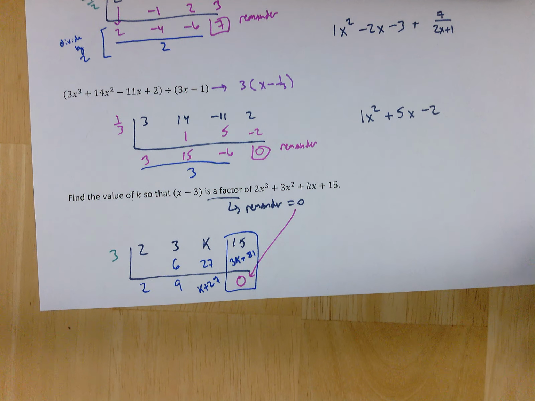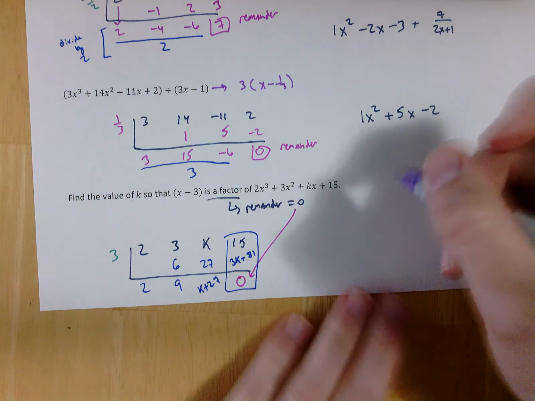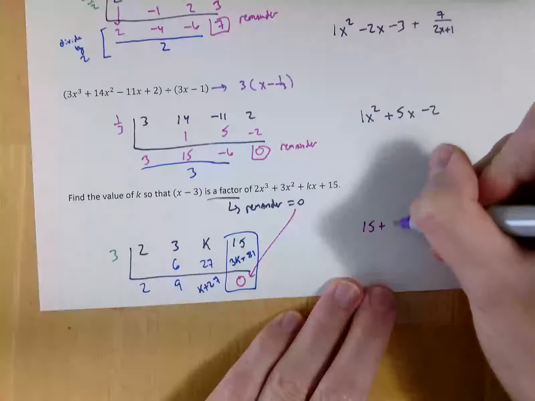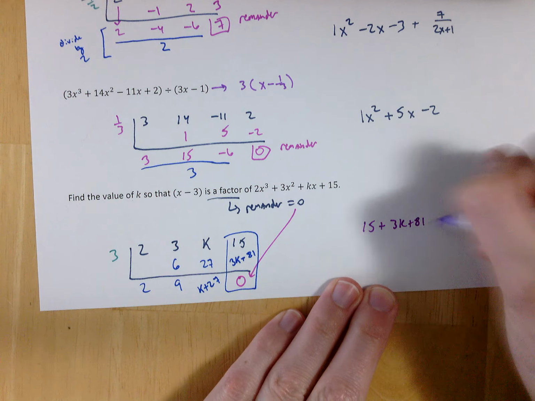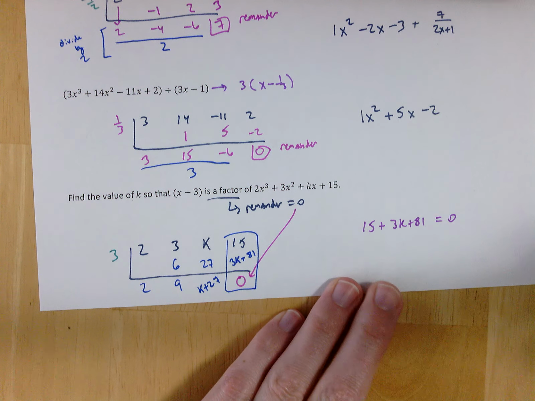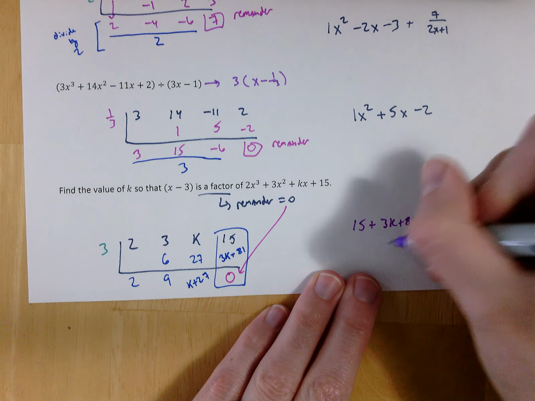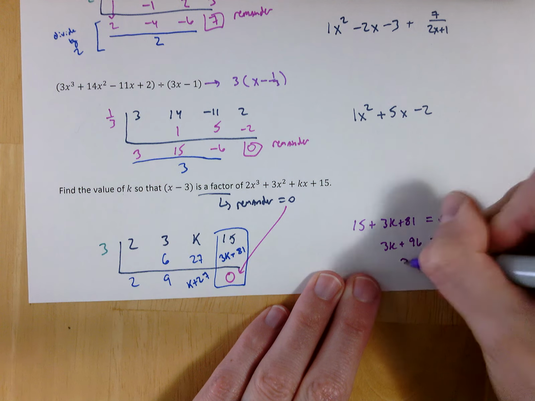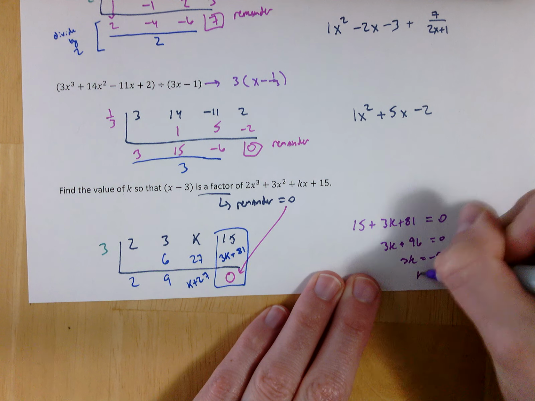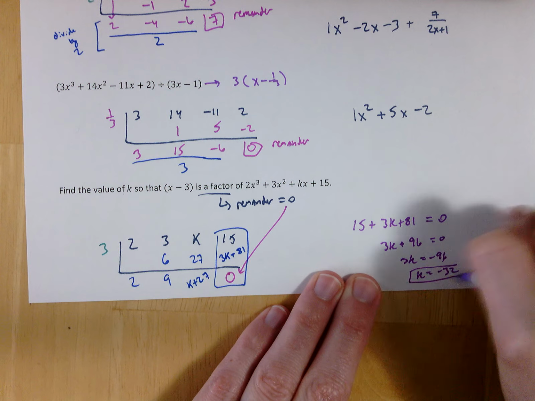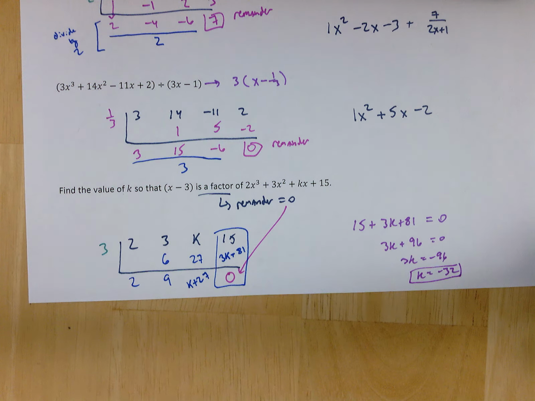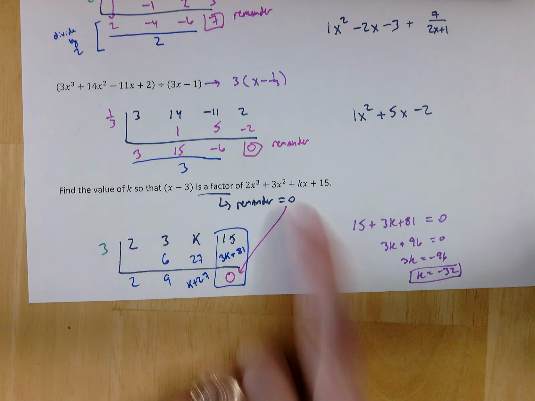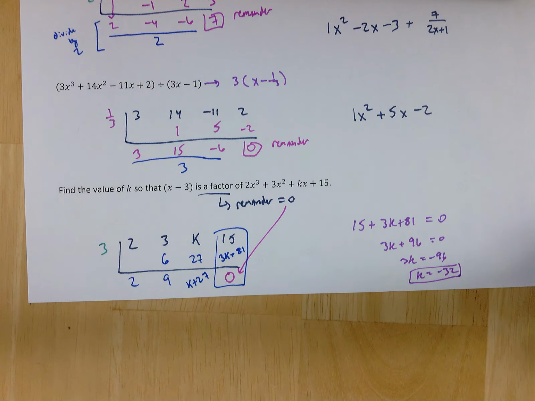So this leaves me with a little equation that I can then solve. When I do 15 plus 3k plus 81, the answer should be 0. That's a pretty easy solve. So that's 3k plus 96 equals 0, so 3k equals negative 96. k would be negative 32. That is the value that, if you plugged it into this equation, would make this perfectly a factor.